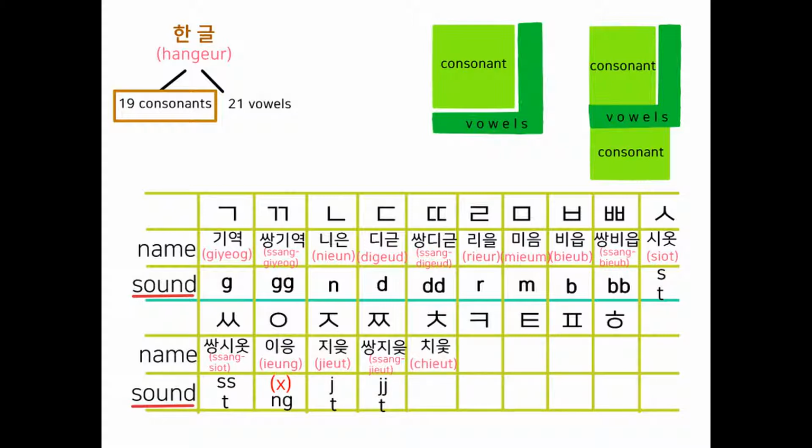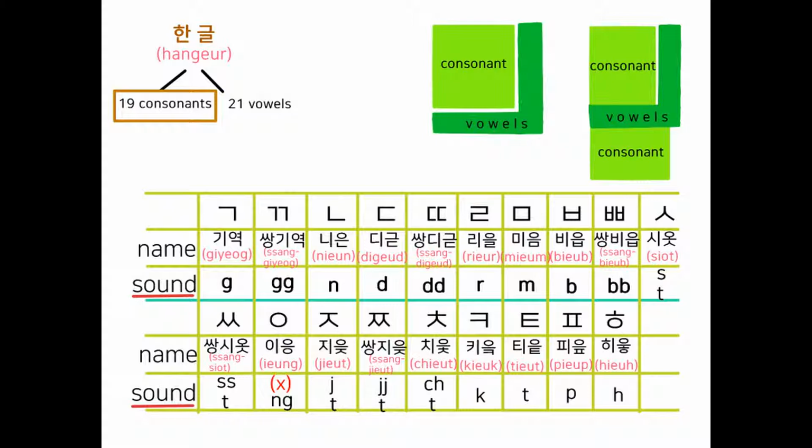Next one is called 치읓, and it makes a CH sound when placed at the top, just like the CH sound in chocolate. When placed at the bottom, it makes a T sound. Next one is called 키읔, and it makes a K sound. Next one is called 티읕, and it makes a T sound. Next one is called 피읖, and it makes a P sound. And finally, the last one is called 히읗, and it makes an H sound.